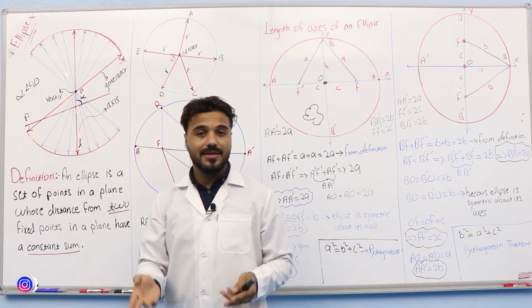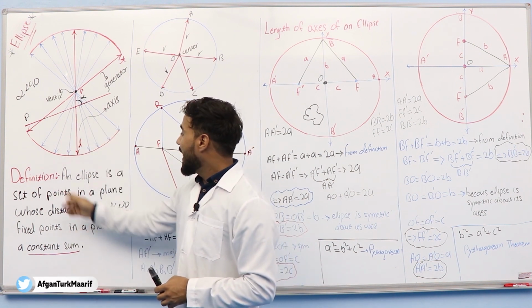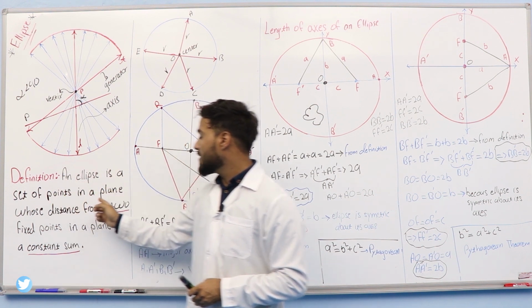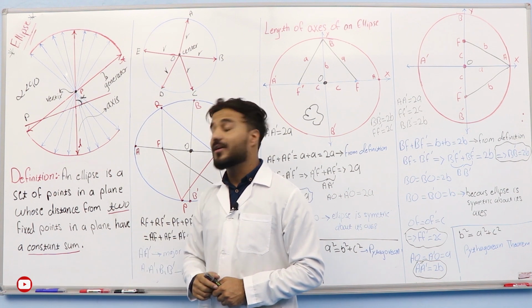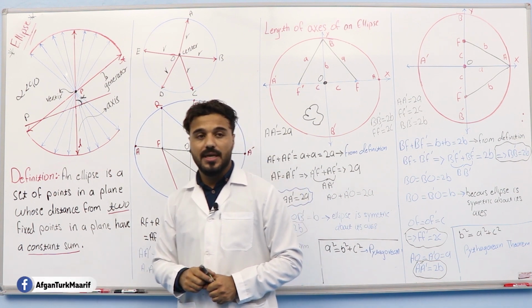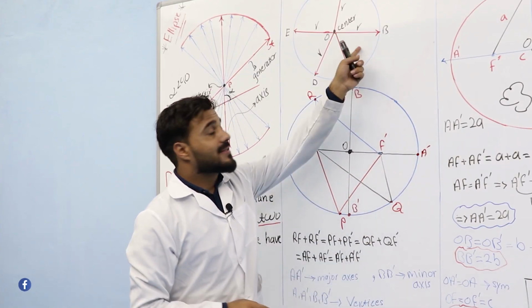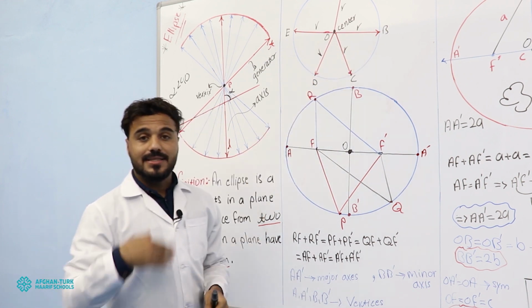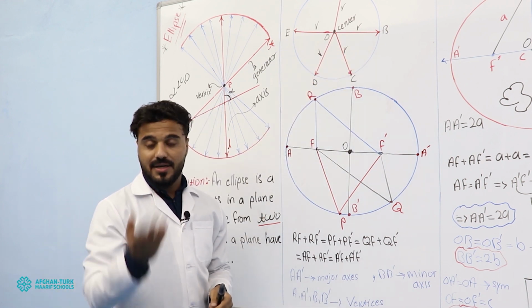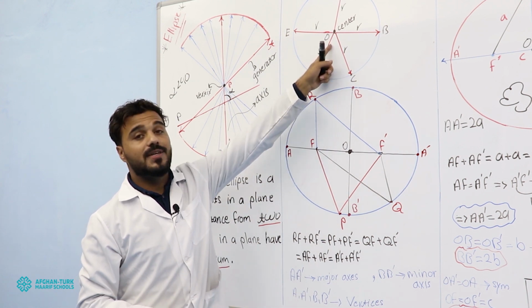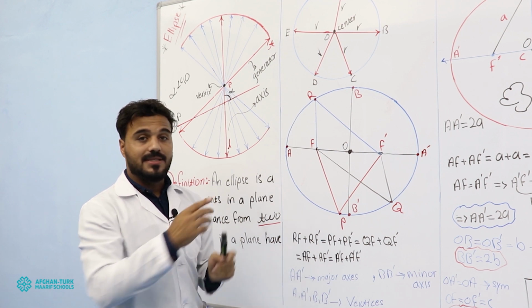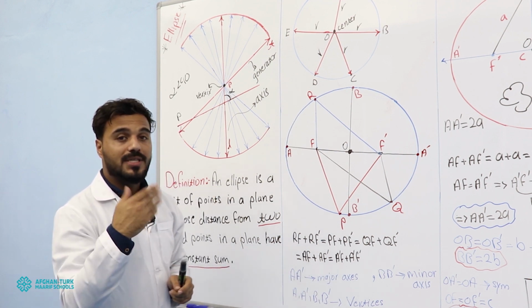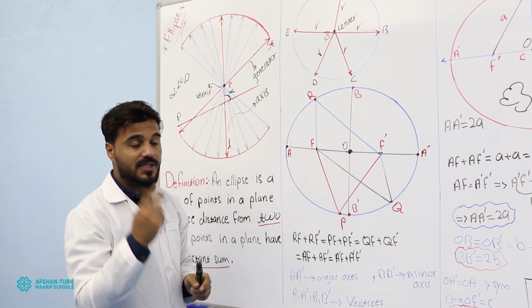And also we have another definition for ellipse too. An ellipse is a set of points in a plane whose distances from two fixed points in a plane have a constant sum. Dear students, we studied in circle that circle is a set of points that are equidistant from a fixed point. Fixed point is called center here. Also, ellipse is a set of points which have a constant sum from two fixed points.